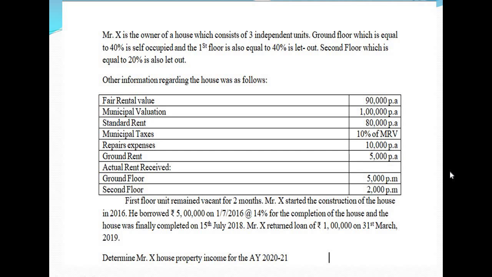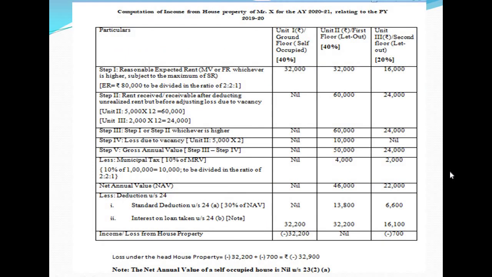So we have to take 80,000 as the reasonable expected rent. Since we know that the house has been divided into 3 units, in the ratio of 40% is to 40% is to 20%, this reasonable expected rent will be divided into 3 units in the ratio of 2:2:1. So for the first unit it will be 32,000, for the second unit it will be 32,000, and for the last unit, that is unit 3, it will be 16,000.